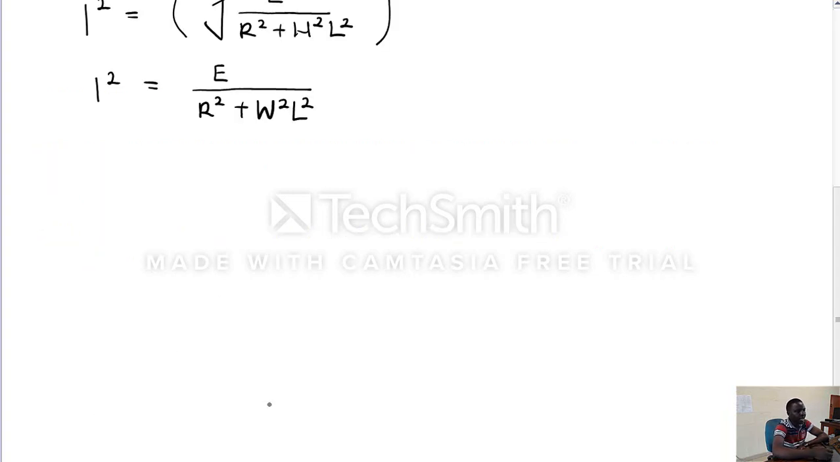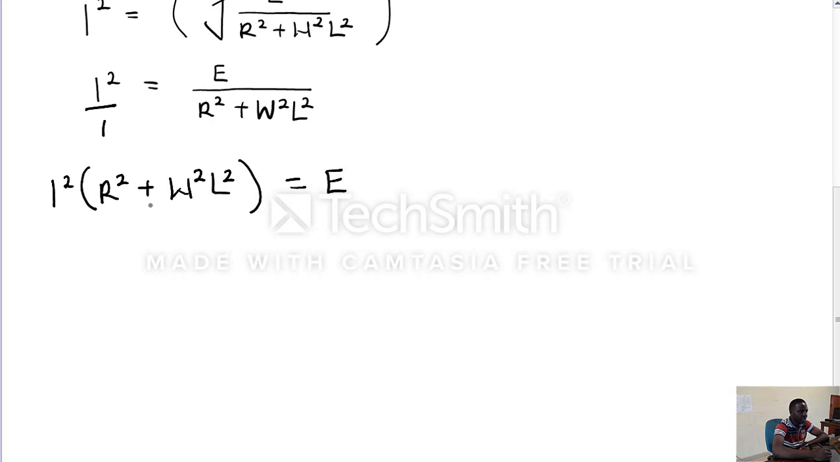We are to make R the subject of the formula. So what we'll do is to first and foremost clear the fraction of R squared plus W squared L squared, and how do we do that? We multiply both sides by this fraction, or we say you cross multiply, and that will be, if this is over 1, I squared into bracket R squared plus W squared L squared is equal to E.